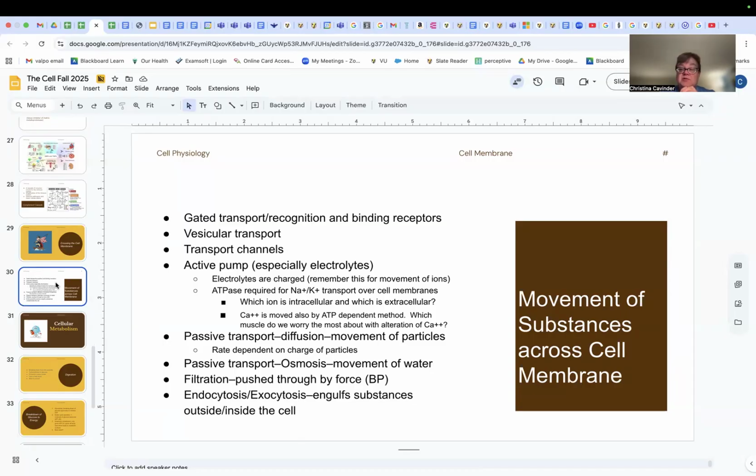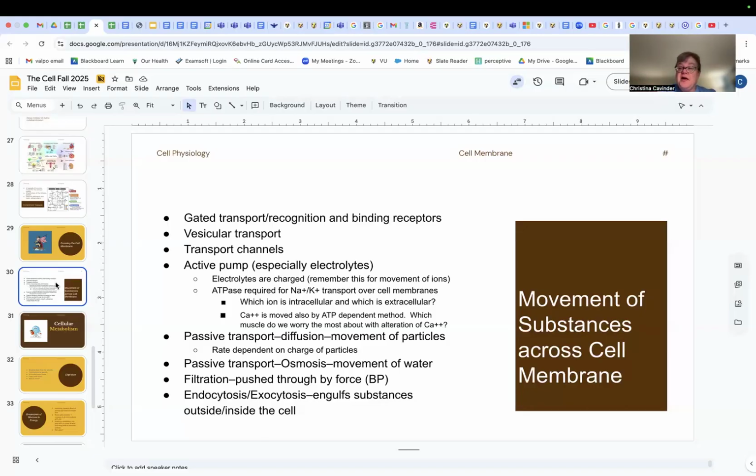Vesicular transport. So a vesicle forms inside of the cell. It goes to the cell membrane. It will part the cell membrane. And then if anything needs to come in, it will fuse around that and pull it in. Or it'll go the opposite way. So if you have something in the cell you need to get rid of, it will engulf around that, go to the cell membrane, open the cell membrane, and out it goes.